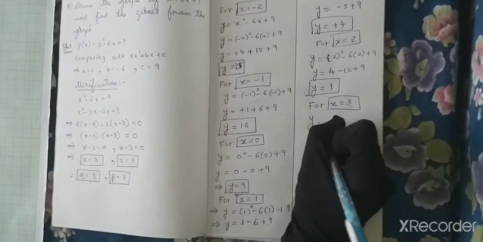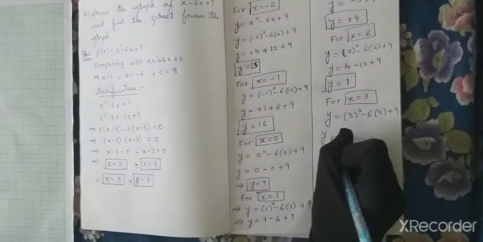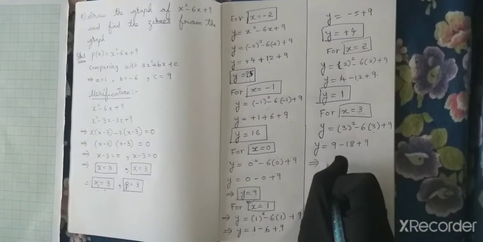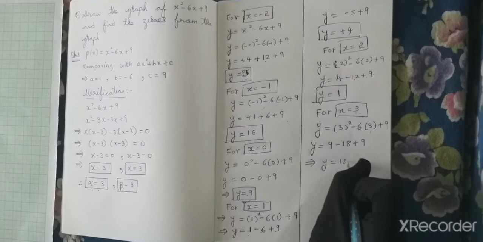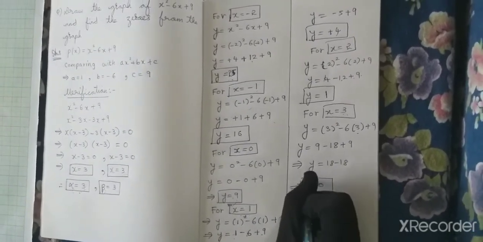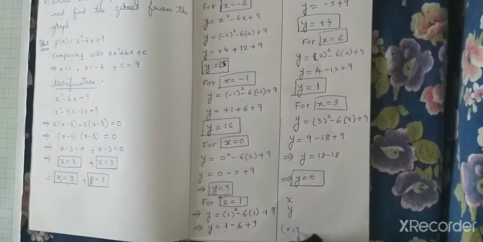So when x is 3, y is equal to 3 squared minus 6 into 3 plus 9. This 3 value I am substituting in place of x. So y is equal to 3 3s are 9 minus 6 3s are 18 plus 9. 9 plus 9 is 18. 18 minus 18 is 0. So when x is 3, y is 0. Finally, I will plot all these points in the table, x, y, x comma y.